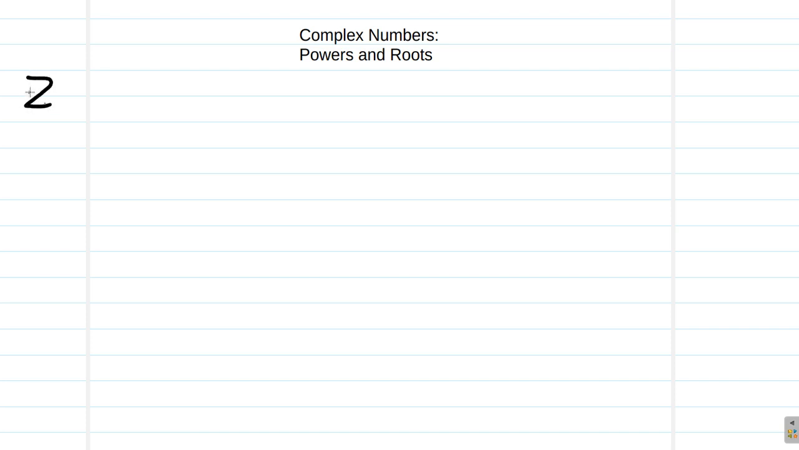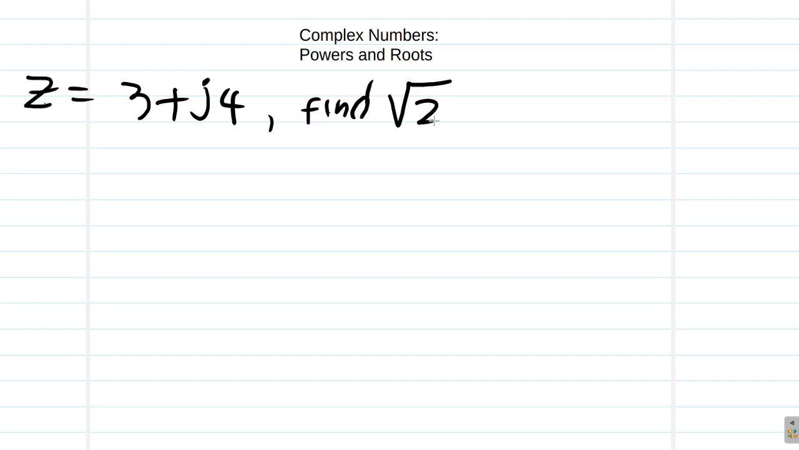If the complex number z is 3 plus j4, find the square root of z. Alright? Now, we're going to convert this from rectangular to polar form and then use De Moivre's theorem.